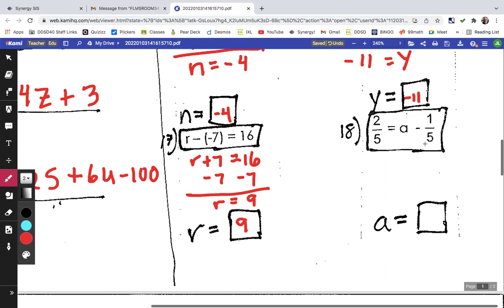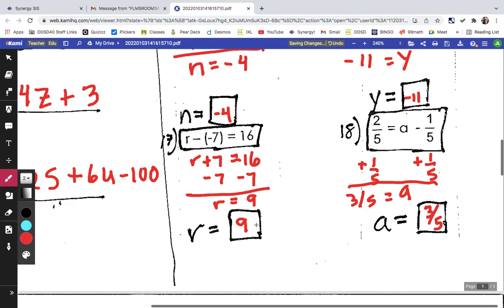9. This one I'm going to add 1/5 to create a 0. So I add 1/5, that's plus 1/5, to keep the equation balanced. This creates a 0, so A is equal to 3/5. So A is equal to 3/5.